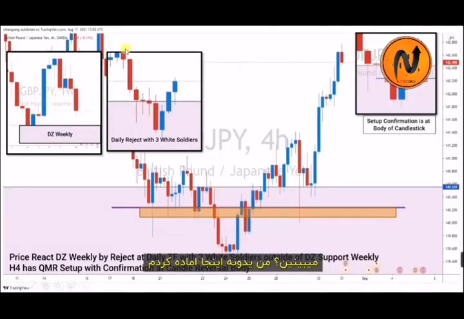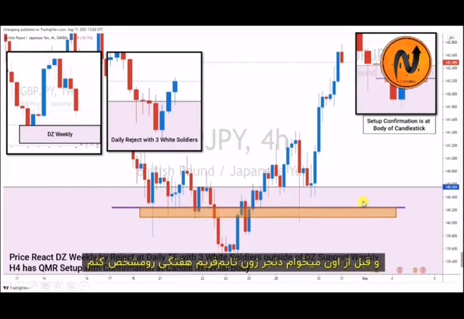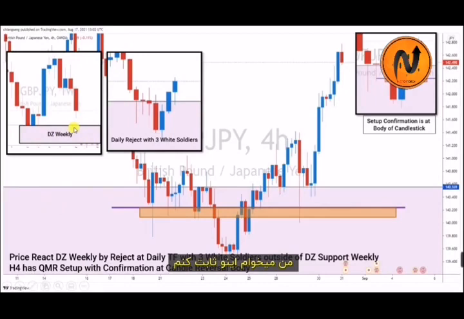So I'm going to show you an example of how I am going to do my assignment for this SOP. See, I have prepared one here. This is my main setup, which is the QMR H4 GBPJPY. As you can see, I have drawn that the price has reacted. Okay. And before that, I want to mark the danger zone weekly because price has react from the danger zone weekly. I want to prove that.